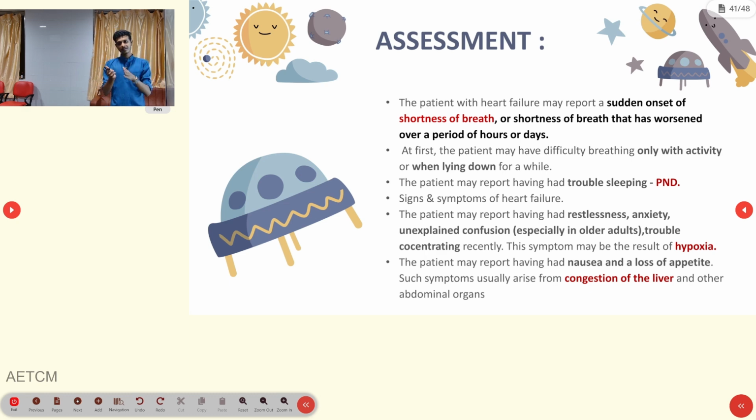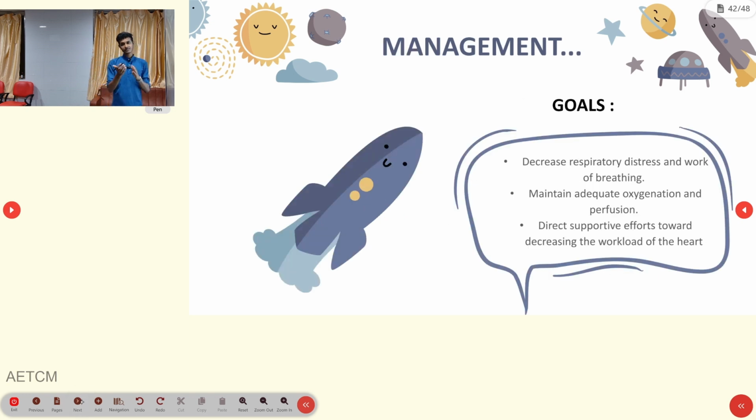So again, the third important thing: the person complaining of dyspnea, whether it is disturbing his or her sleep or not, indicates paroxysmal nocturnal dyspnea. And then we have to assess the signs and symptoms of heart failure: restlessness, anxiety, unexplained confusion, and poor concentration indicate hypoxia to the cerebri. And if the person has a history of nausea or loss of appetite, that indicates congestion of the liver and other abdominal organs, like portal circulation, venous congestion.